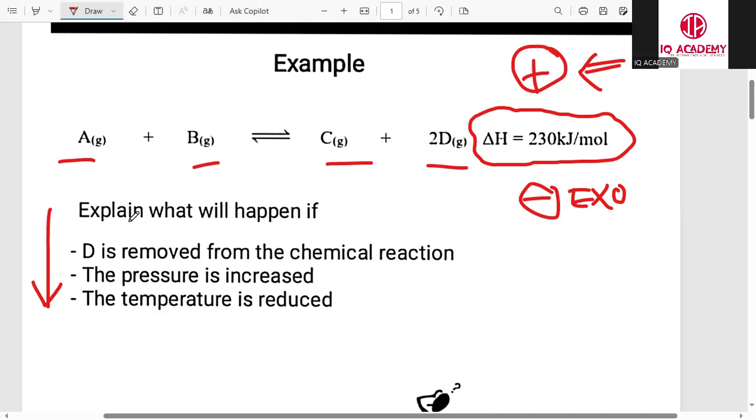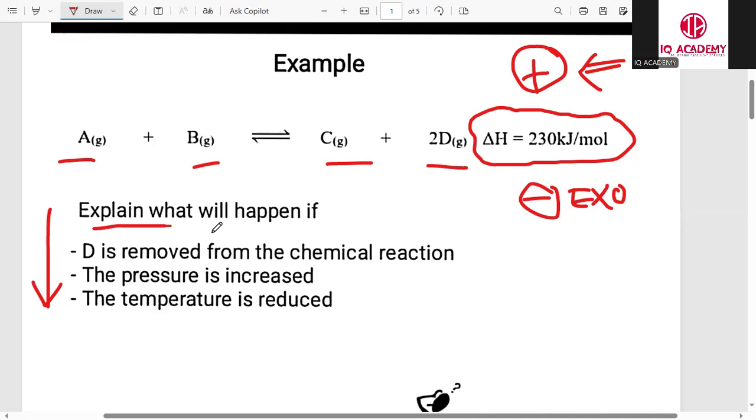If there's excess, it will make sure that the reaction runs at a faster rate so that those excess reactants or those excess products can be converted into either the products or the reactants. Okay, so this is what will be happening here.